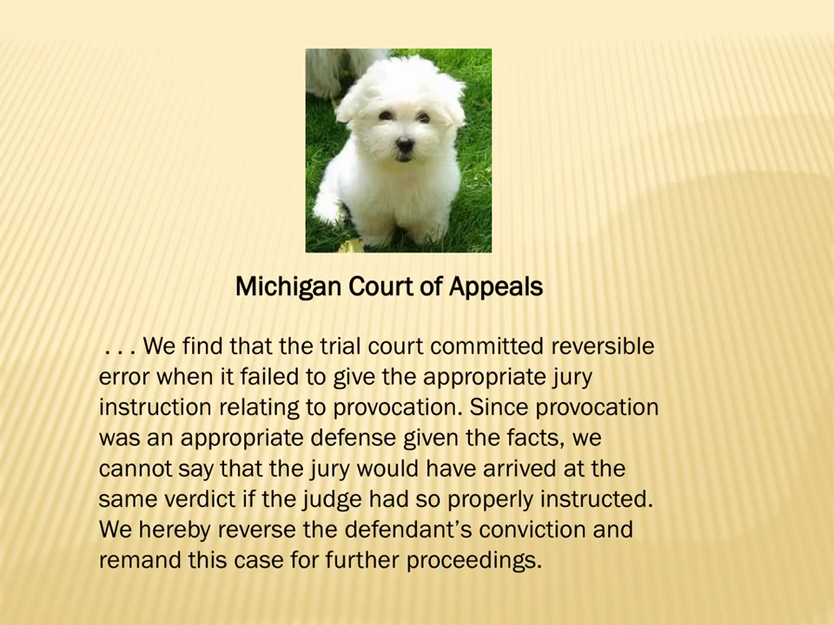Let's see how you fared in the Court of Appeals. You argued your case in front of the panel, and the court handed down the opinion. We find that the trial court committed reversible error when it failed to give the appropriate jury instruction relating to provocation. Since provocation was an appropriate defense given the facts, we cannot say that the jury would have arrived at the same verdict if the judge had so properly instructed. We hereby reverse the defendant's conviction and remand this case for further proceedings.